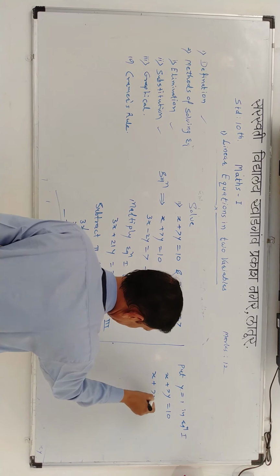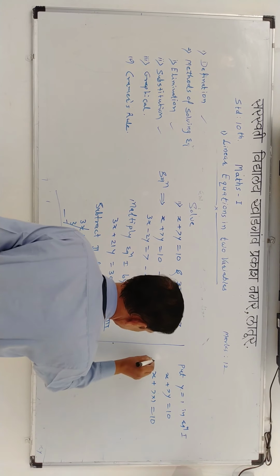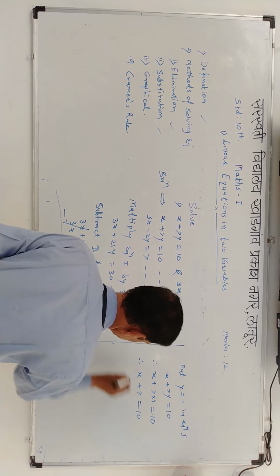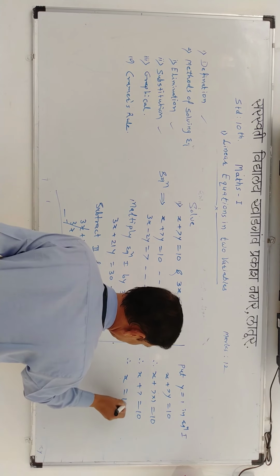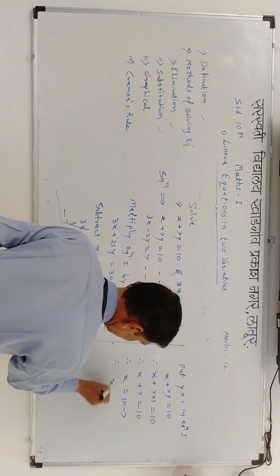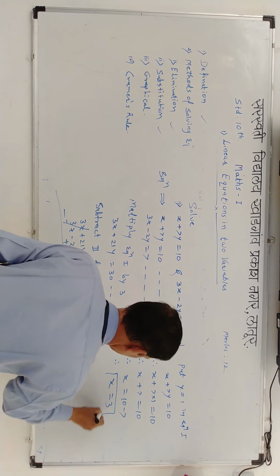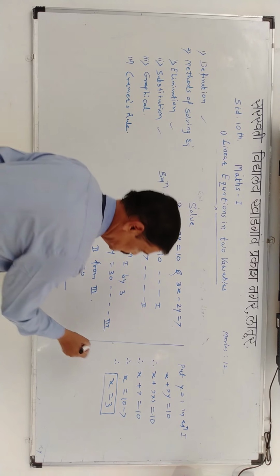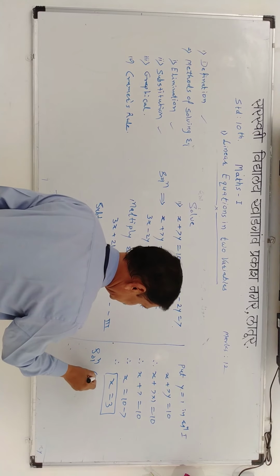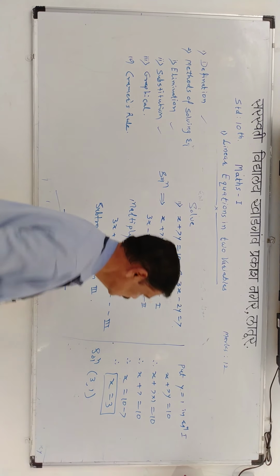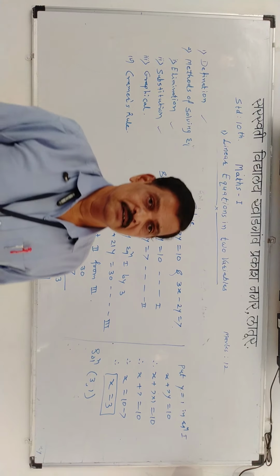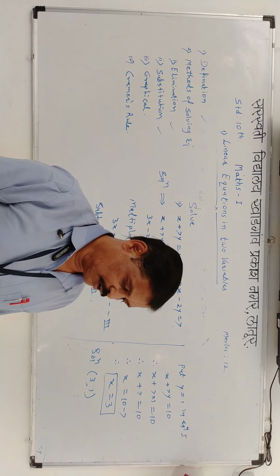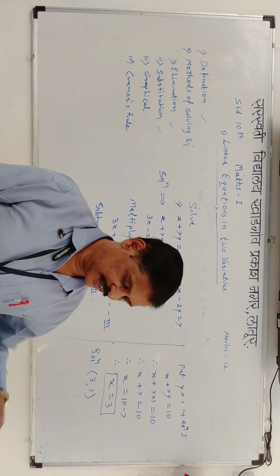x plus 7 into 1 is equal to 10. Therefore x plus 7 is equal to 10. Therefore x is equal to 10 minus 7. We get x is equal to 3 and y is equal to 1. The solution is (3, 1) of this linear equation in two variables. Let us take the next example.